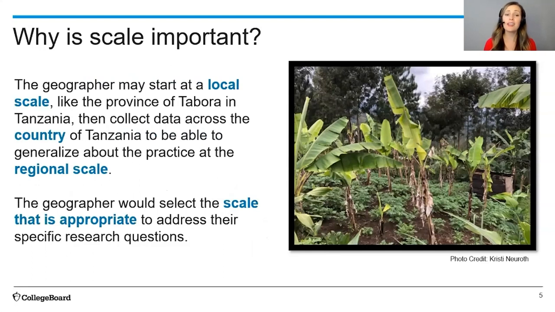Well, the geographer may start at the local scale, perhaps doing some research in the Tanzanian province of Tabora, and then collect data across the country of Tanzania to be able to generalize about the practice at the regional scale. You see them going from the local scale to the country scale, and then being able to make some generalizations at the regional scale. The geographer would select the scale that is appropriate to address whatever specific research questions they may have.